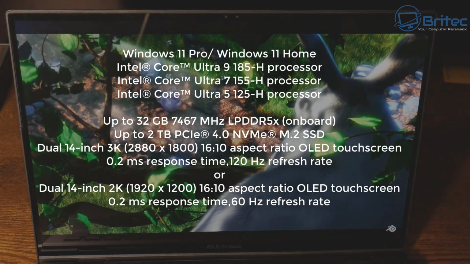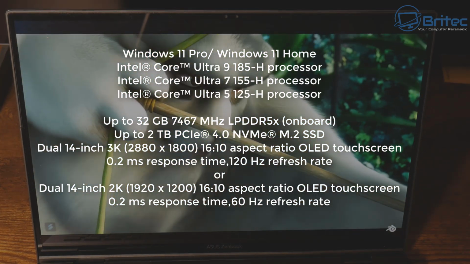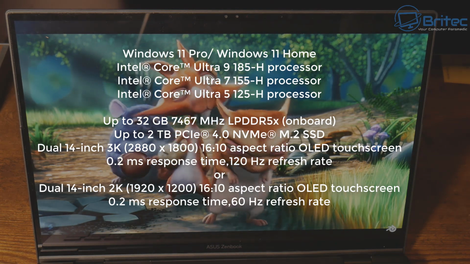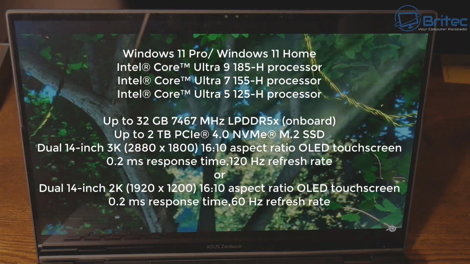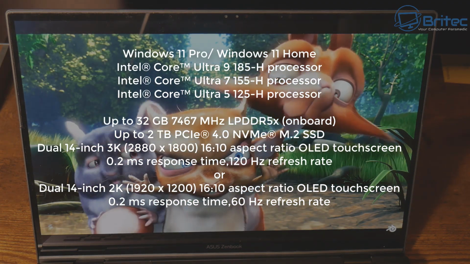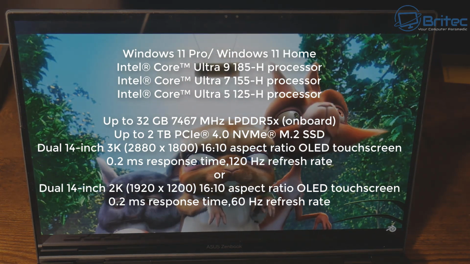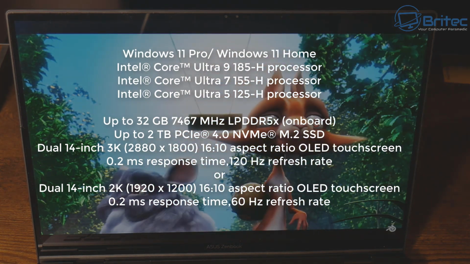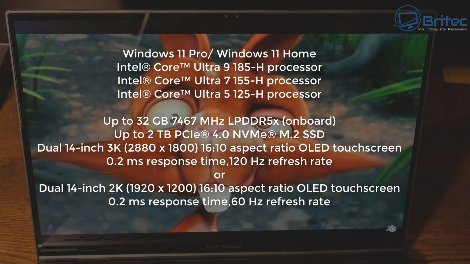Now, the full specs of this is Windows 11 Pro or Windows 11 Home. Comes in three different processors, Ultra 9, Ultra 7, or Ultra 5. This is the Ultra 7 model. Up to 32 gigabytes of 7,467 megahertz LPDDR5X onboard memory, so that's soldered to the board, up to 2 terabytes of PCIe 4.0 NVMe M.2 SSD.